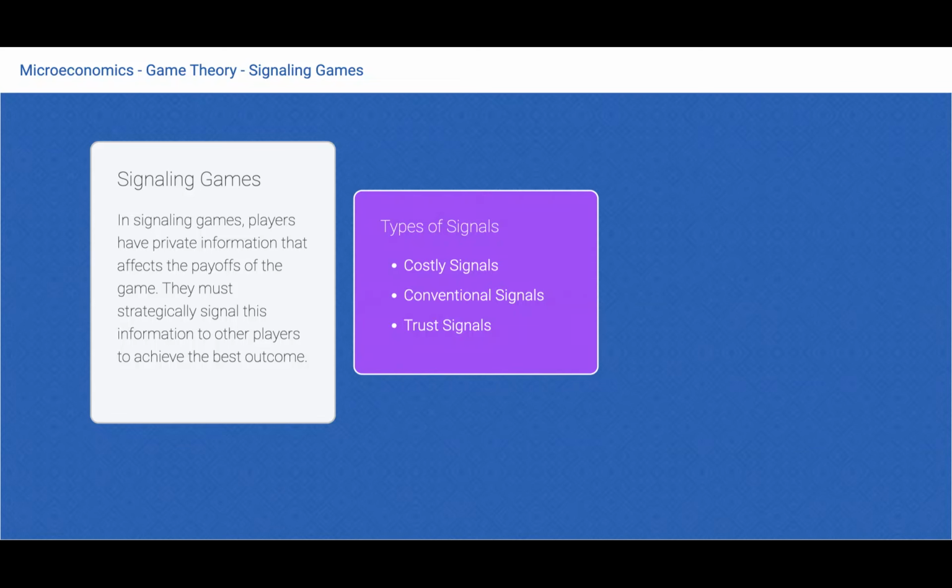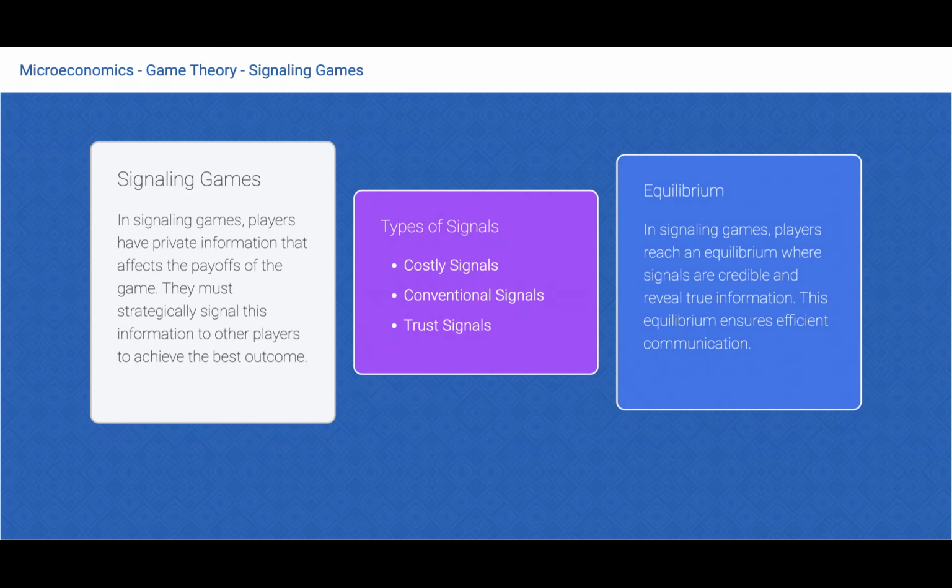Signaling games involve strategic communication where players signal private information to achieve optimal outcomes. Different types of signals such as costly, conventional, and trust signals can be used to convey information. The equilibrium in signaling games ensures that signals are credible and lead to efficient communication.